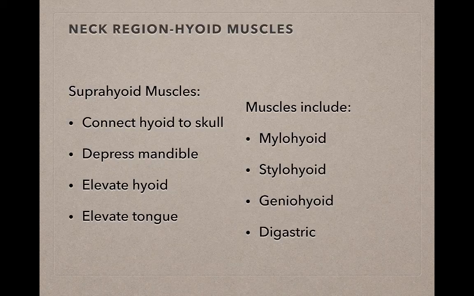The first set of muscles that attach to the hyoid are the suprahyoid muscles. These connect the hyoid to the skull, and the muscles here are used to depress the mandible and to elevate the hyoid so that the pharynx can widen as you're eating, and also elevate the tongue. The muscles that make up the suprahyoid muscles are the mylohyoid, stylohyoid, geniohyoid, and the digastric.